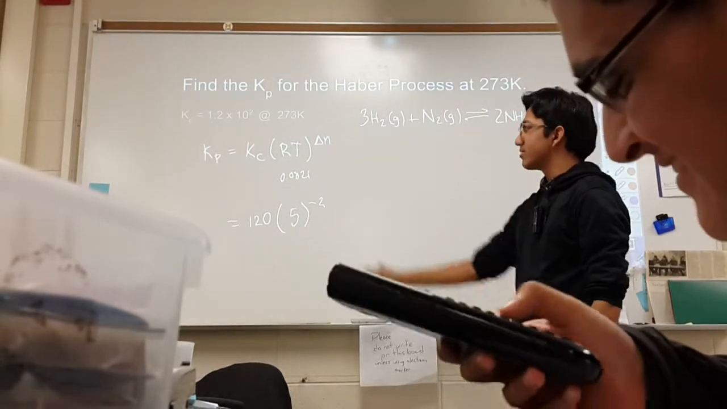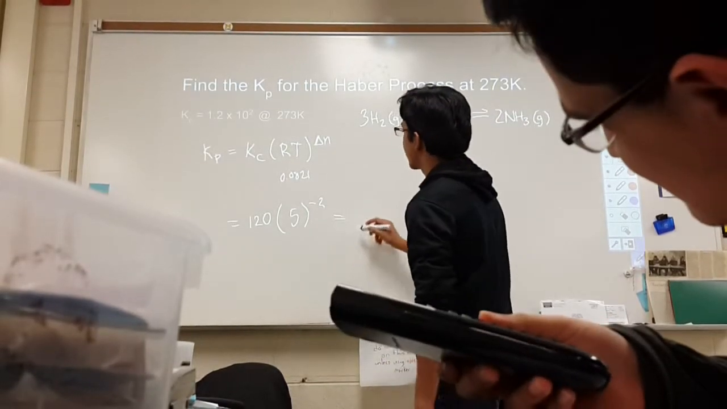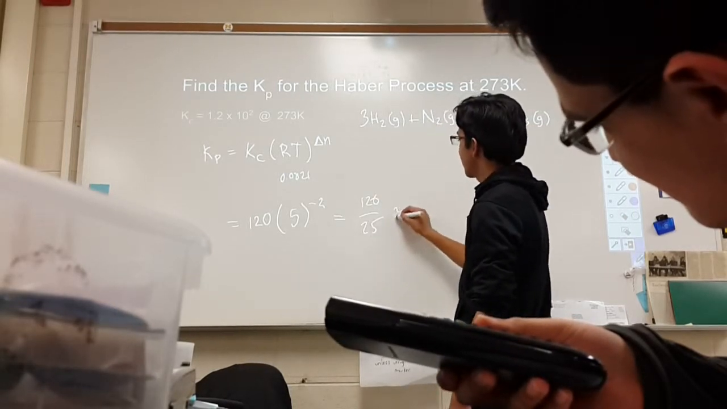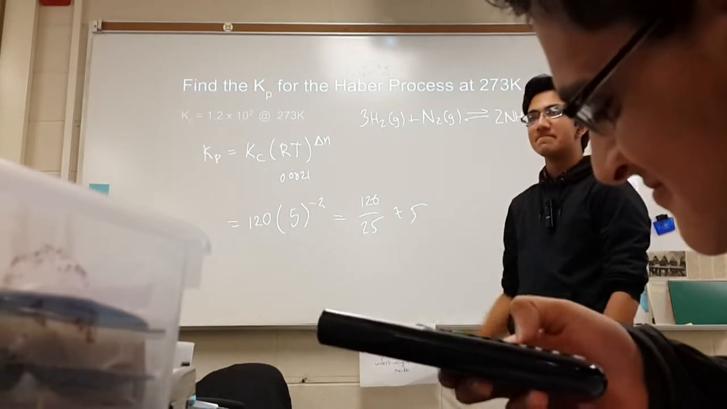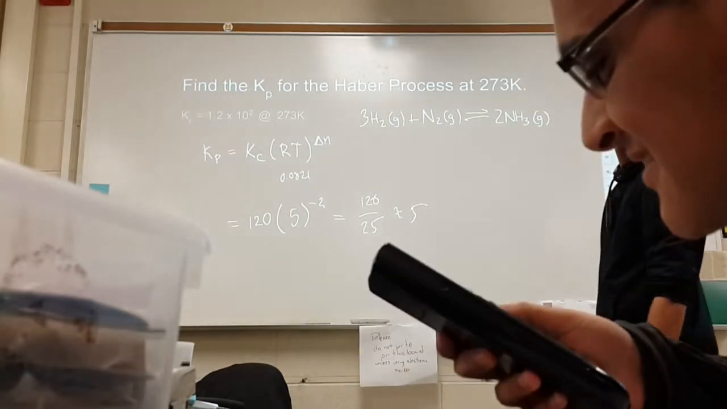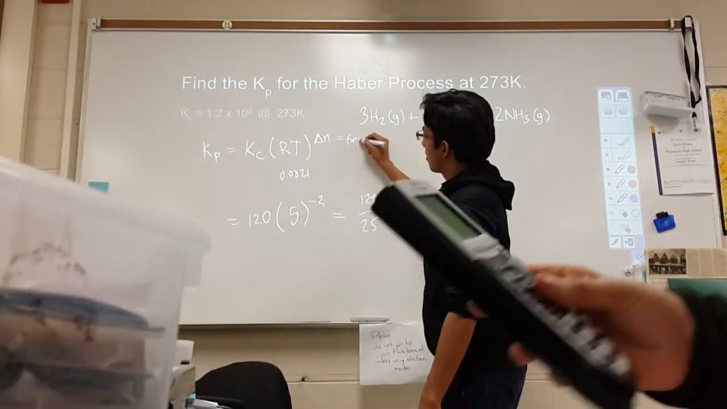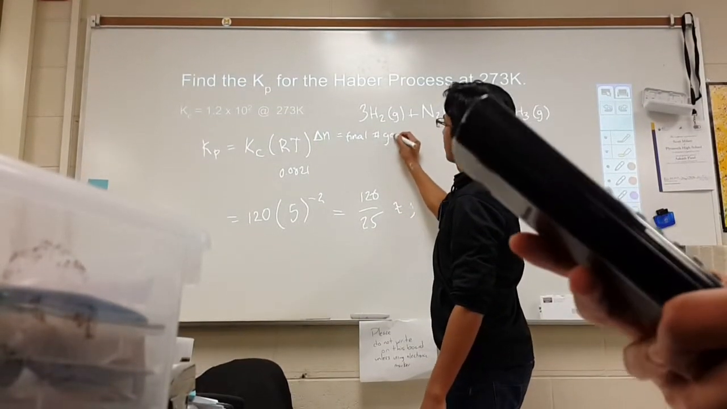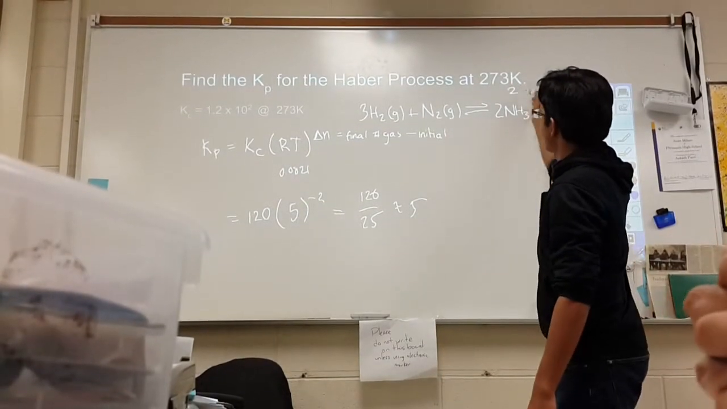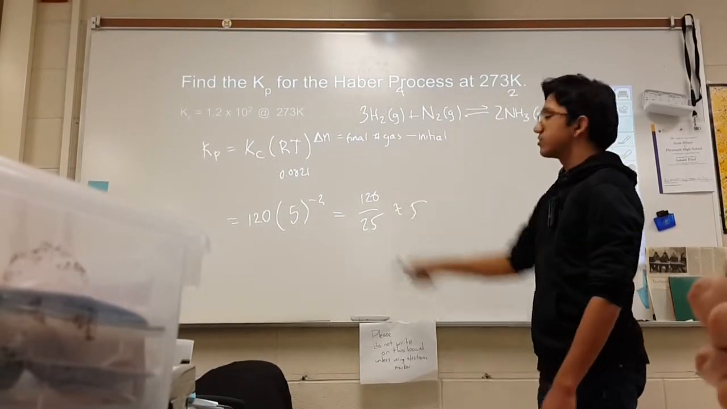If we assume that 0.0821 times 273 is equal to 5, which is totally perfectly accurate, that would be 120 over 25, which is approximately equal to 5. That's how we do math, guys. Did you get negative 2? Delta n is the final number of gas molecules minus the initial. Over here I have 2, over here I have 4. So 2 minus 4 is negative 2. Okay?